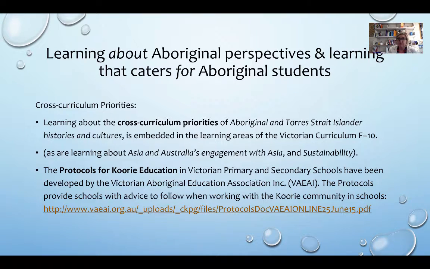In respect to Aboriginal perspectives and learning, this is one of the cross-curricular priorities in the curriculum, which is also evidenced in the Victorian curriculum. So this should be actually embedded in the learning areas, Aboriginal and Torres Strait Islander histories and cultures. There are two other cross-curricular priorities, but I thought I'd focus on this first and foremost. The other two are Asia and Australia's engagement with Asia, and sustainability.